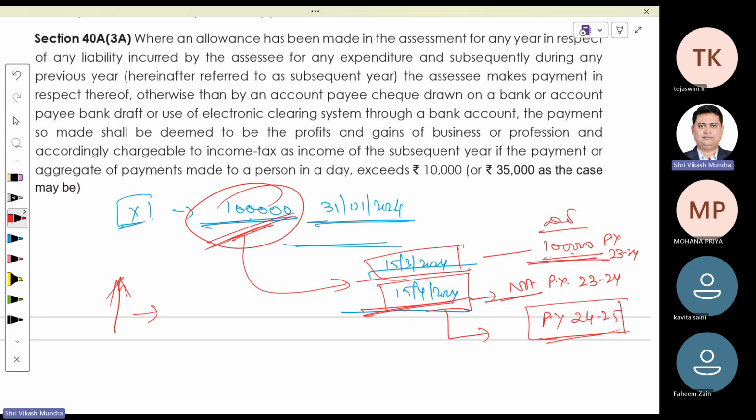Is it clear? Any question, any doubt till now? Anyone have any question, any query till now? Priya? Okay, there is no question from anyone.